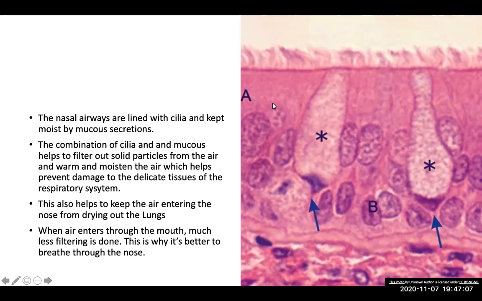The combination of the cilia and the mucus will help to filter out any solid particles from the air, and the warm and moist air will help prevent damage to the delicate tissues of your respiratory system itself. This also helps to keep the air entering the nose from drying out the lungs. So you want to keep the air moist and warm. When air enters through the mouth, much less filtering is done, so it's much better to always try to breathe through your nose.